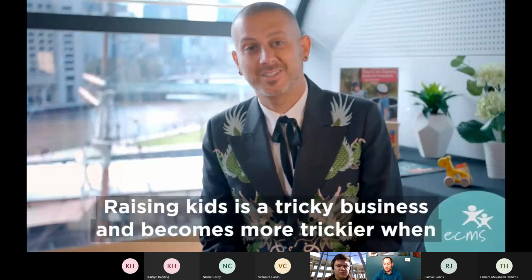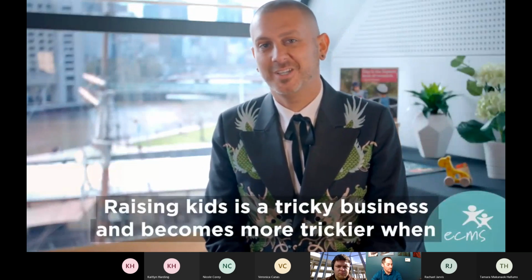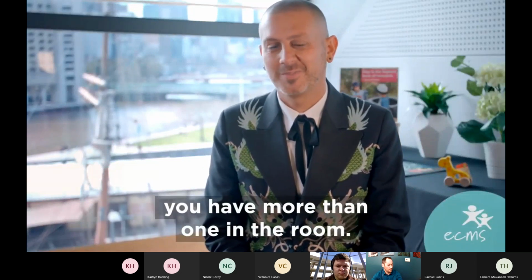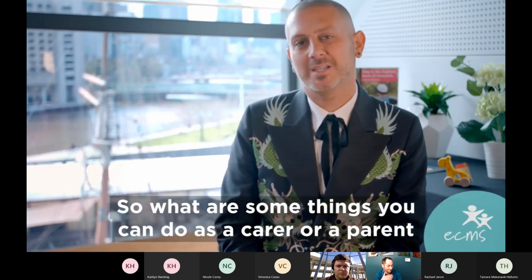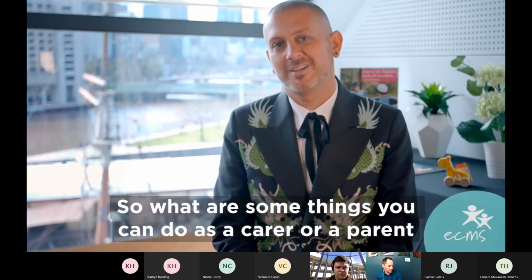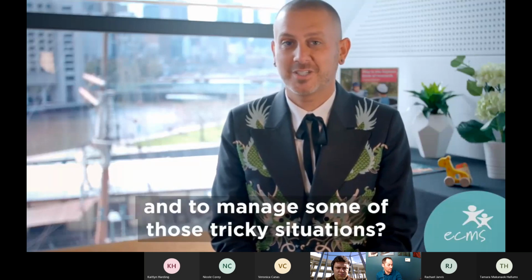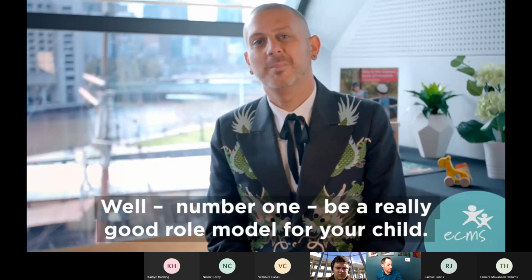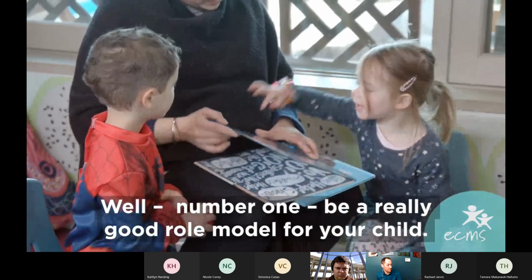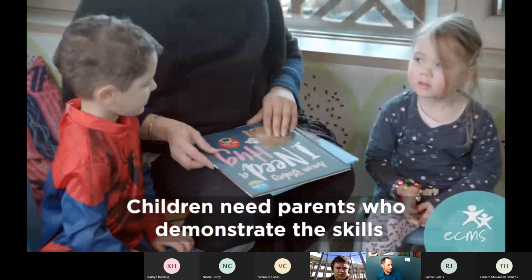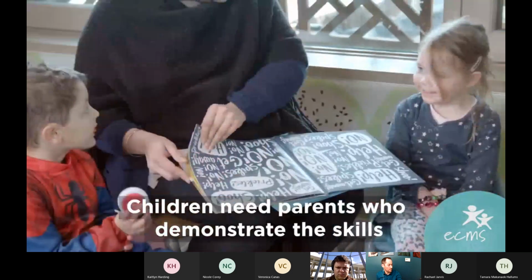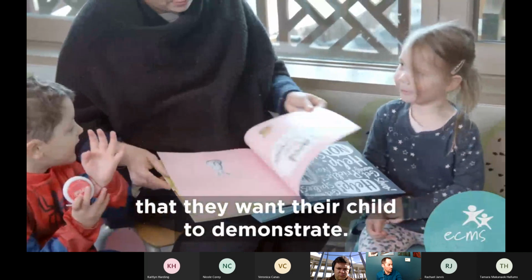Raising kids is tricky business and becomes trickier when you have more than one in the room. So what are some things you can do as a carer or a parent to help your child get on with their sibling and to manage some of those tricky situations? Well, number one, be a really good role model for your child. Children need parents who demonstrate the skills that they want their child to demonstrate.